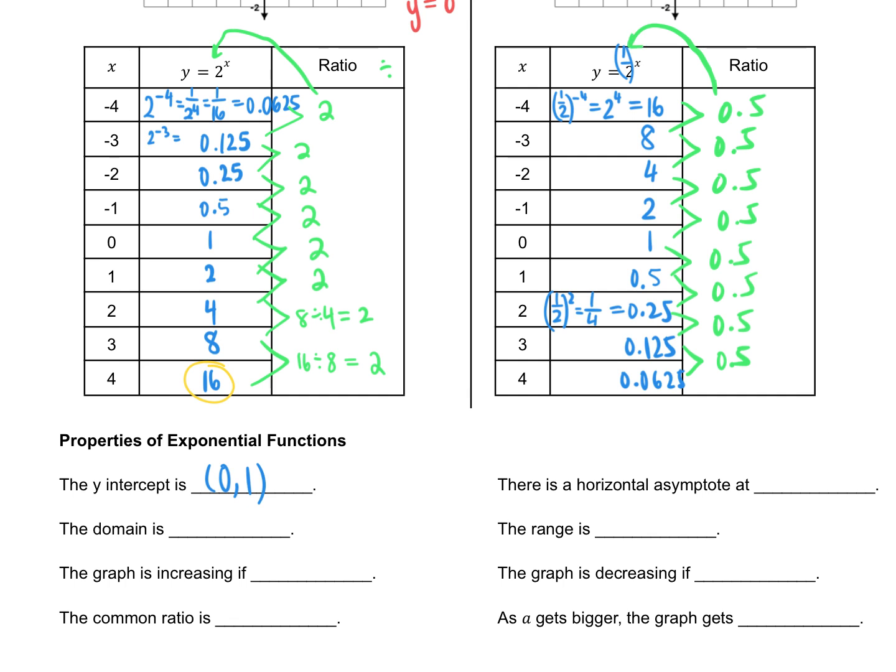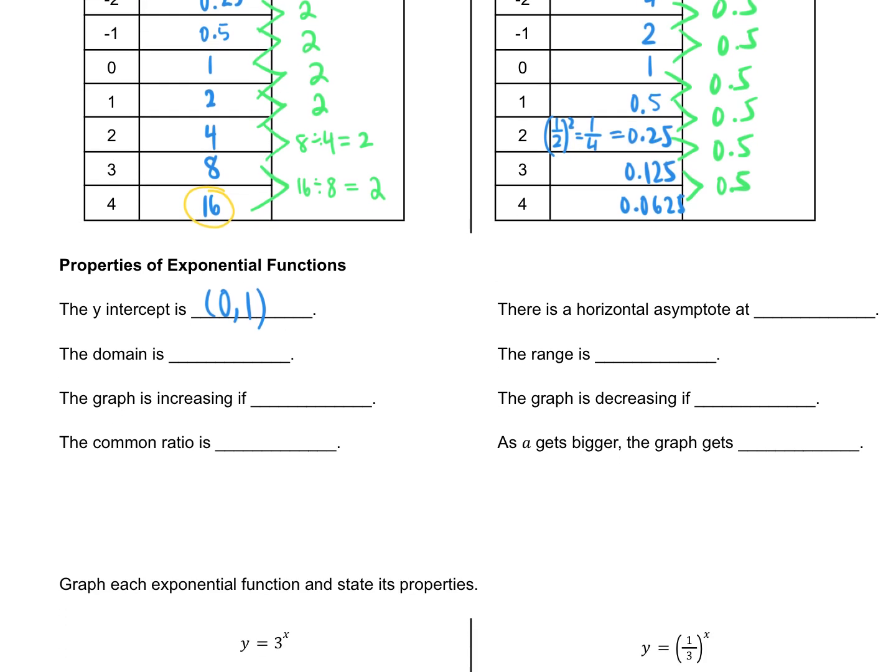All right, let's go to some general properties that we can come up with. Well, the domain of both of the functions: one was increasing but going to the right and left forever. The other was decreasing, again going to the right and left forever. So our domain is infinite. Now, the graph is increasing. Which of the graphs was increasing? The first one, when the base was 2. So what we can generalize is, if the base is greater than 1, so if it's 2, 3, 4, then we're going to have an increasing function.